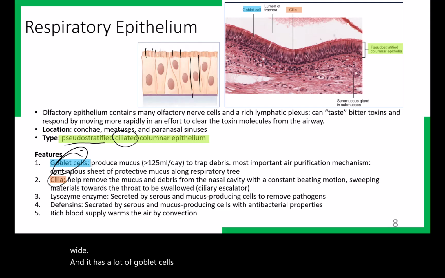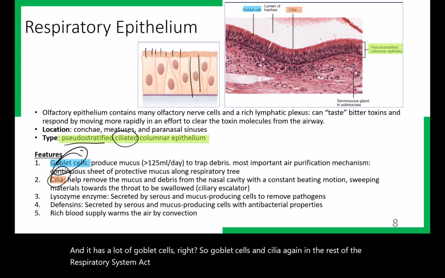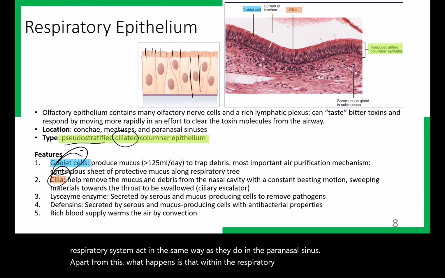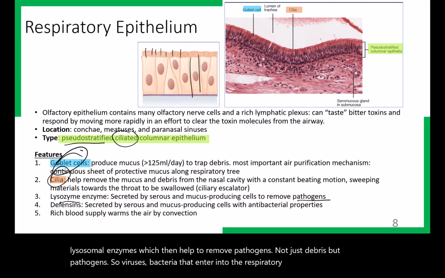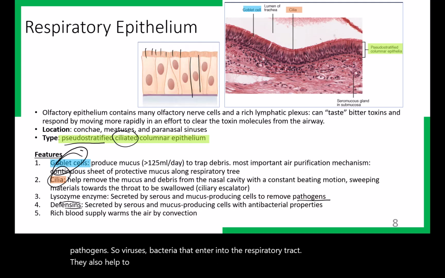So goblet cells and cilia, again, in the rest of the respiratory system, act in the same way as they do in the paranasal sinus. Apart from this, within the respiratory epithelium, there are also lysosomal enzymes, which help to remove pathogens, not just debris, but pathogens. So viruses, bacteria that enter into the respiratory tract. They also help to secrete defensins, which, as the name suggests, have defensive properties, so antibacterial properties.